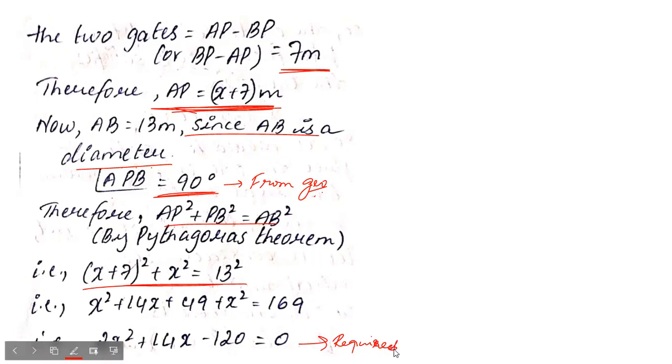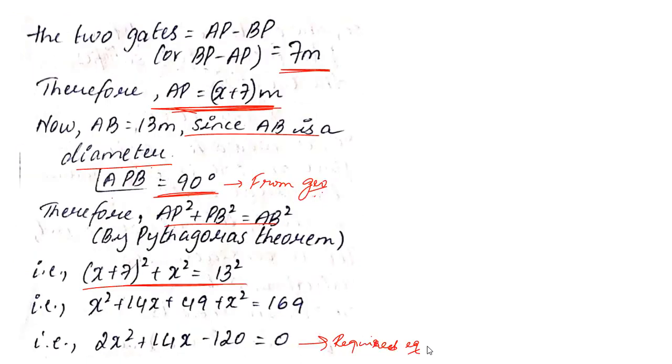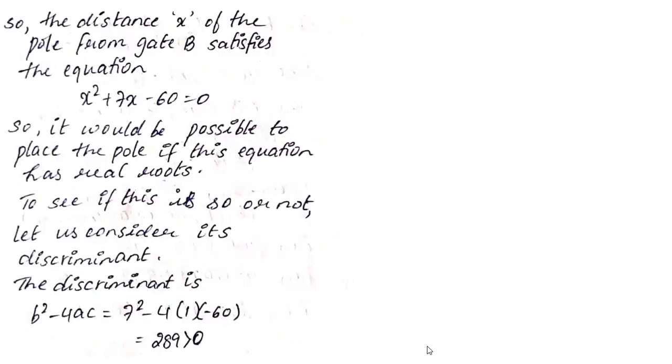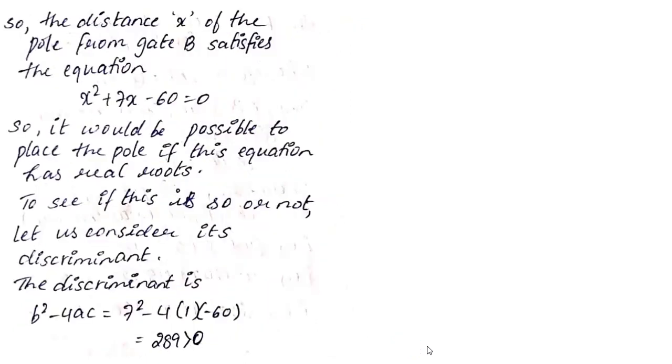Required equation. And this equation can be further simplified. Yeah, what happened over here? The same equation has been further simplified over here. This is the simplified version of the equation. X is the distance of the pole from the gate P, and that satisfies this equation.